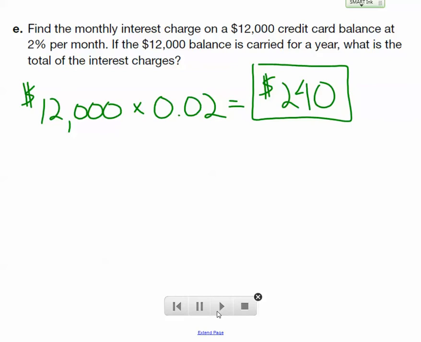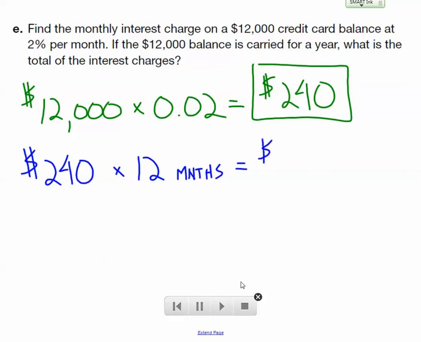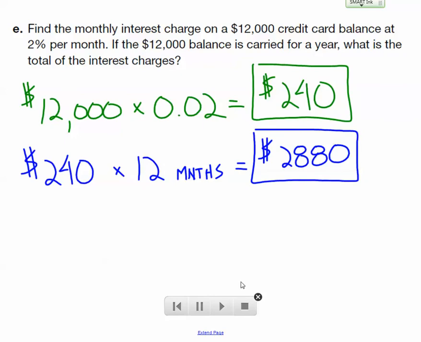Ouch, that hurts. Okay, so now if you just simply pay off the $240 in interest and you leave the $12,000 on the credit card each month, and you do that for 12 straight months, the total of the interest charges is $240 times 12 months. It's a lot of money, guys. $2,880 just in interest, and you haven't even started to pay off your $12,000 yet. So that's the bad news about credit cards.